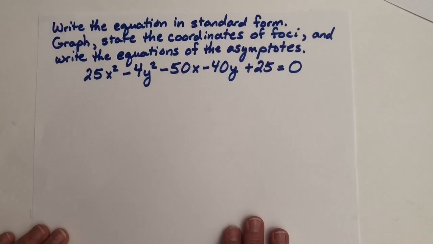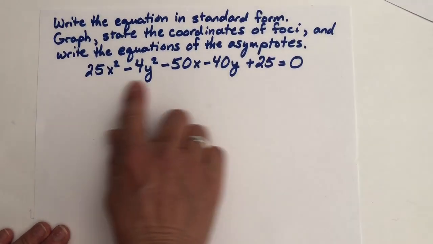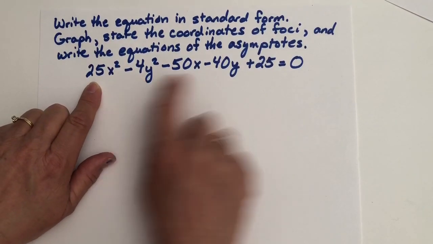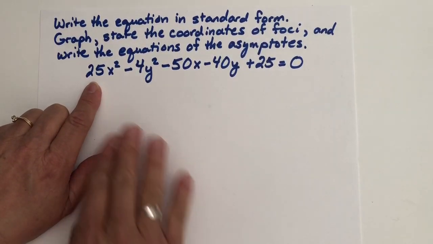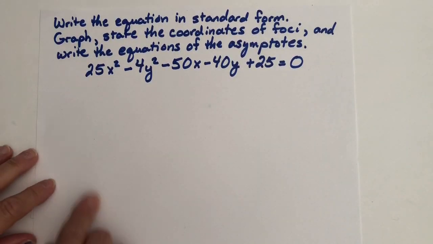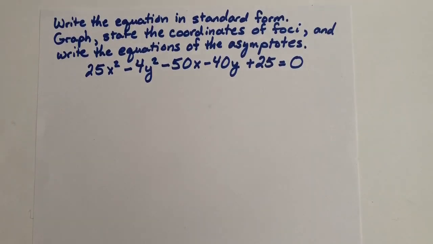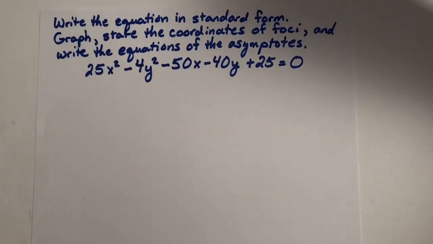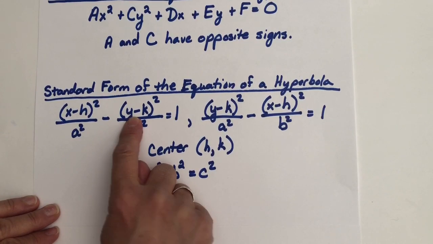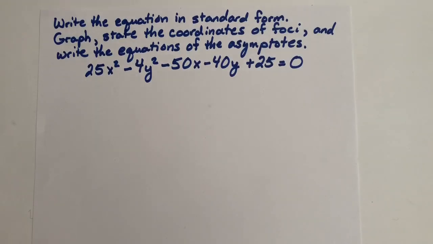The directions are to write this equation in standard form, and notice these are opposite signs, so in fact we do have a hyperbola. And then after that, let's just practice graphing, stating the coordinates of the foci, and writing the equations of the asymptotes. So let's jump in. To make the equation look like this, remember we'll need two perfect squares. So our task is to complete the square with respect to x and y.